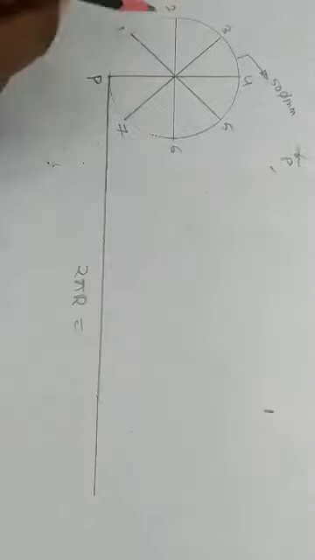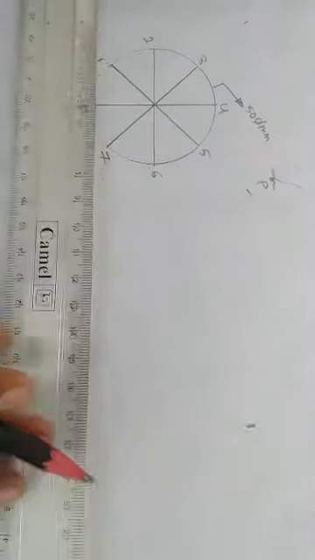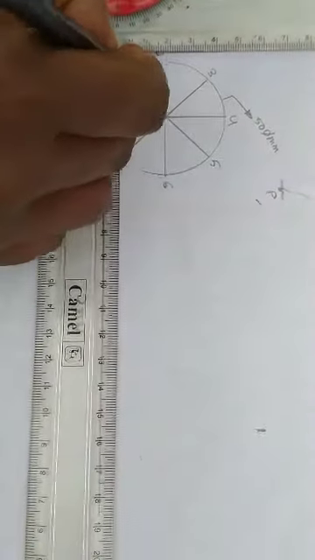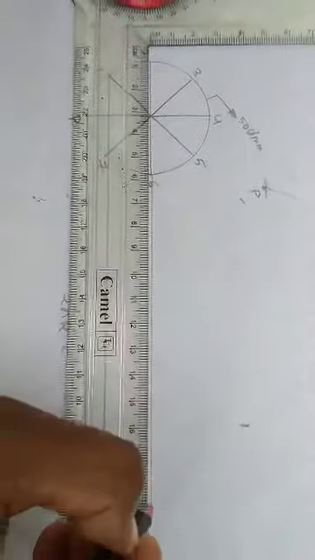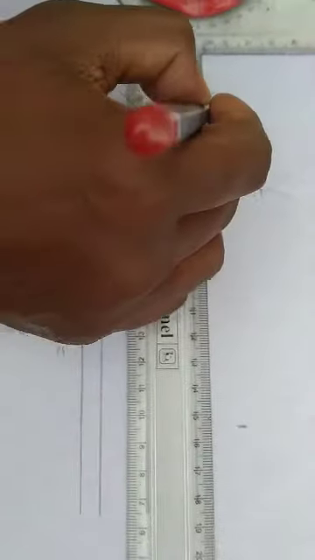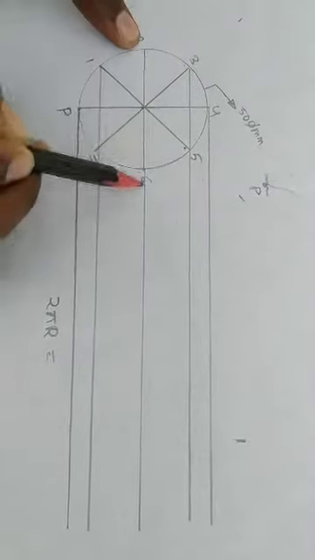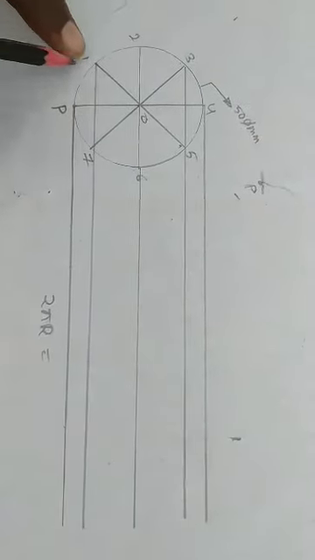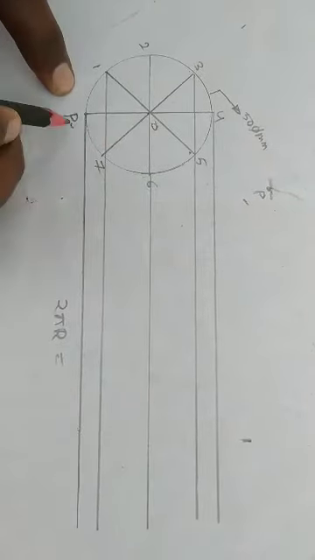Next, we have 1 and 7, 2 and 6, 3 and 5, and 4. Draw lines parallel to this baseline. After dividing, we have the parallel lines for 3 and 5, the line for 4, then 2 and 6, then the center O, then 1 and 7, and finally our point P, the moving point.